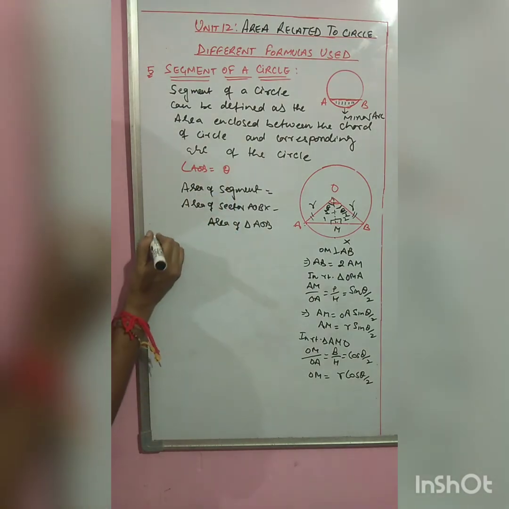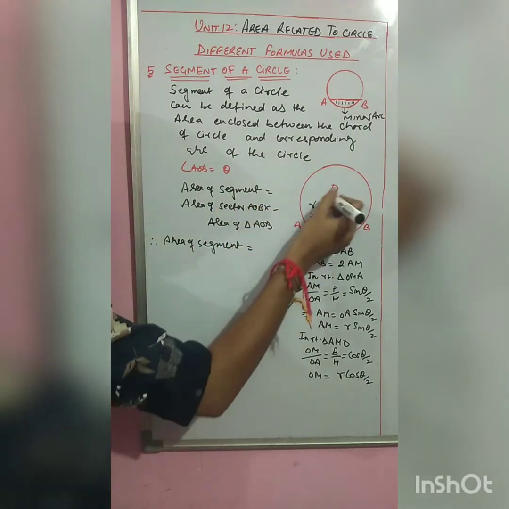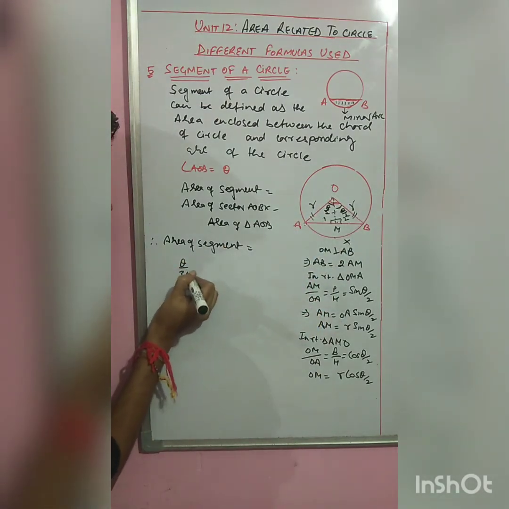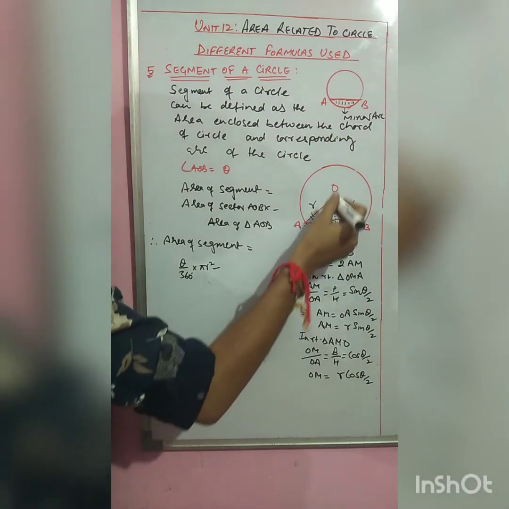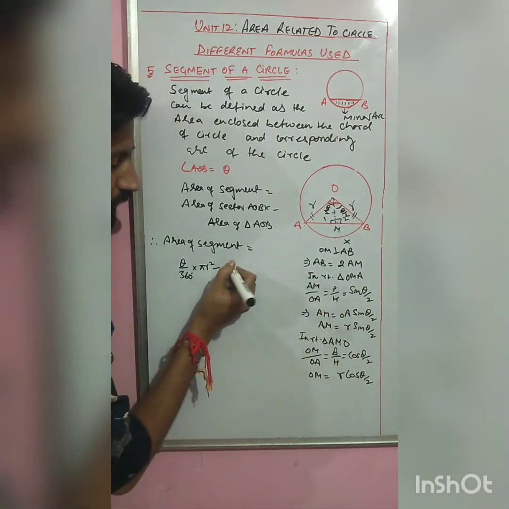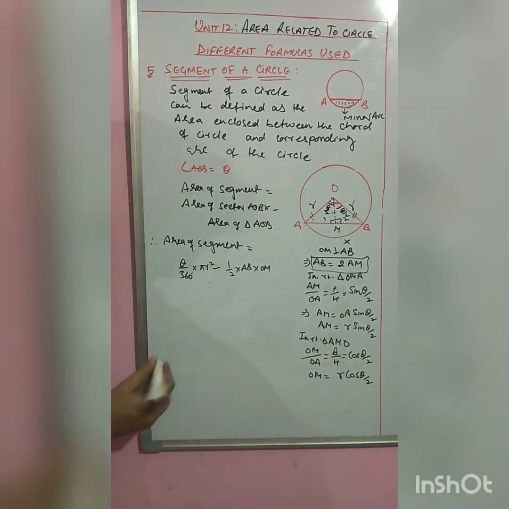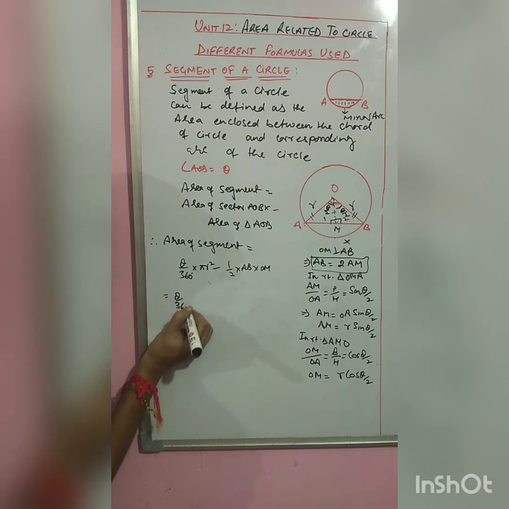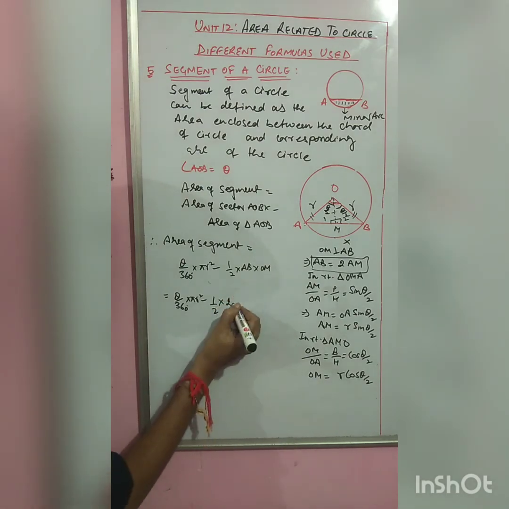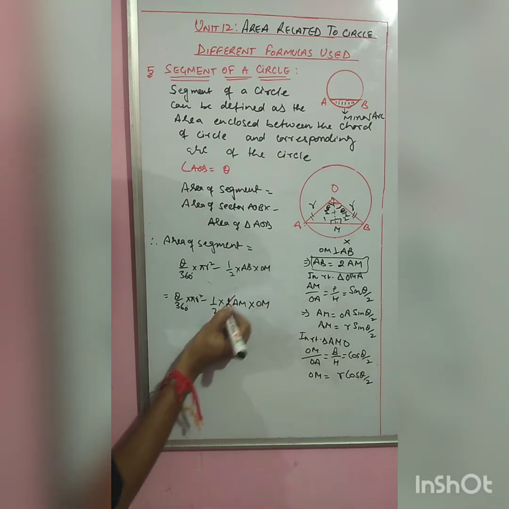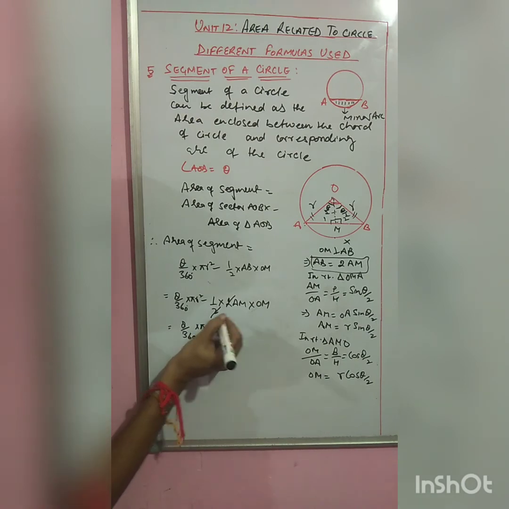So the area of segment, which we have to find, is the area of sector, theta by 360 into pi r square, since this is the radius, minus area of triangle. Now the area of triangle we can find using the base AB and height OM: half into AB into OM. The value of AB is 2 times AM. So this is theta by 360 into pi r square minus 1 by 2 into 2 times AM into OM. These two get cancelled out, so we are left with theta by 360 into pi r square minus AM times OM.